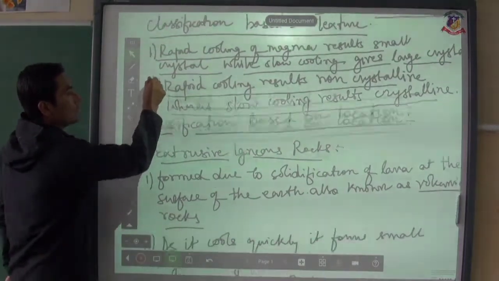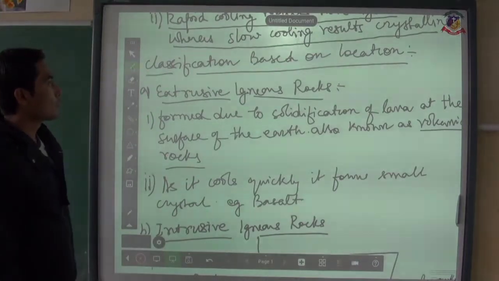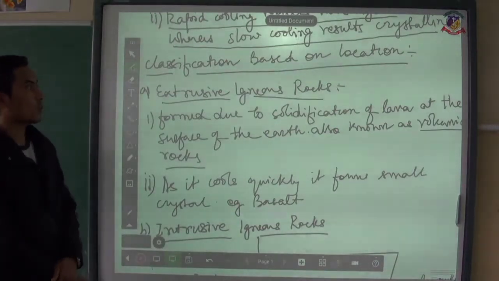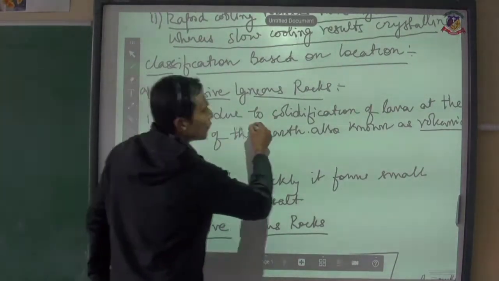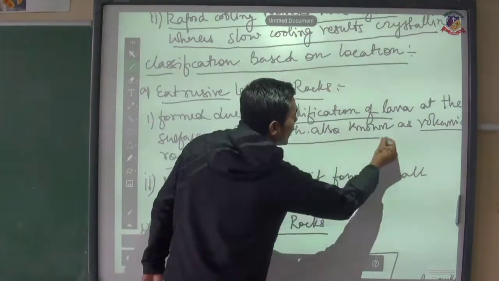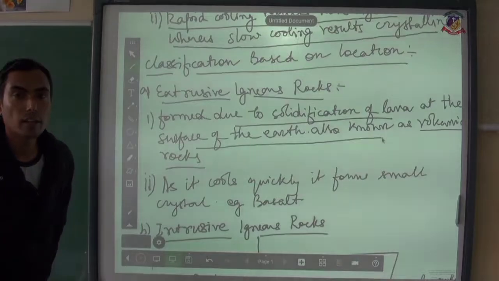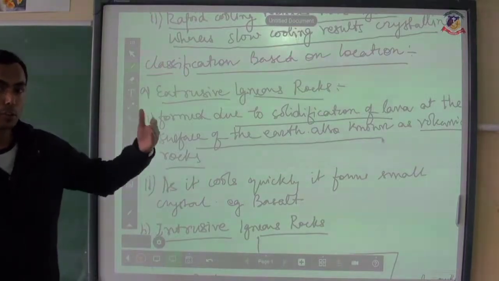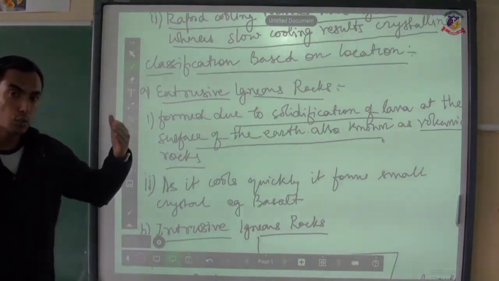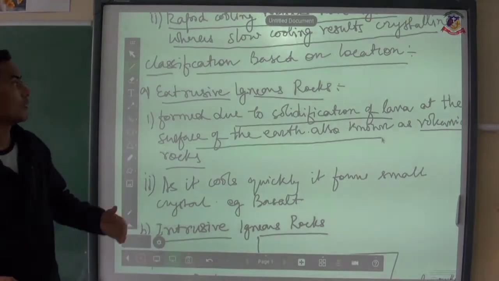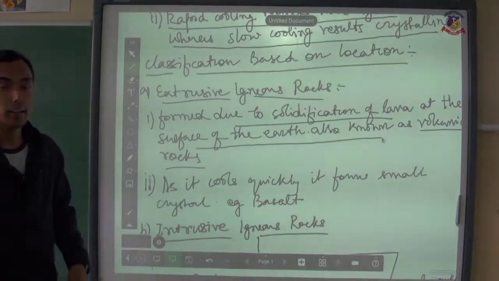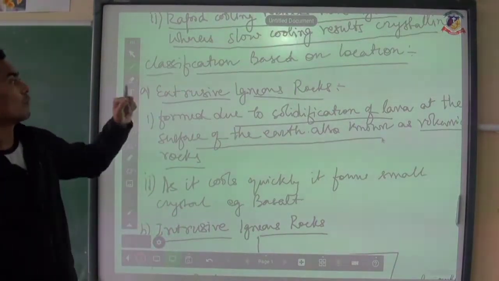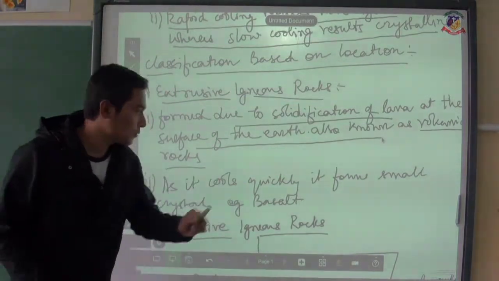Next, classification based on location. First one is the extrusive igneous rocks. Now this extrusive igneous rock is formed due to solidification of lava at the surface of the earth, and it is also referred to as volcanic rock. Whenever the magma or the lava reaches the earth's surface due to the eruption of the volcano and it cools down and solidifies, it results in the formation of the extrusive rock, and it is also referred to as a volcanic rock because volcanoes are responsible for the formation of igneous rocks.